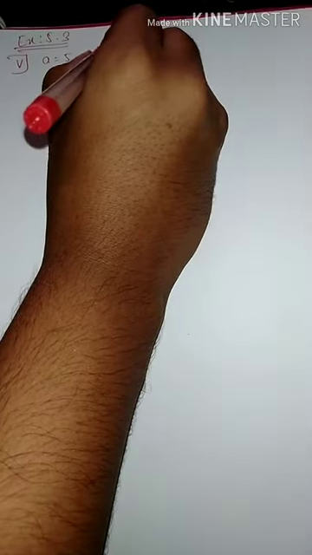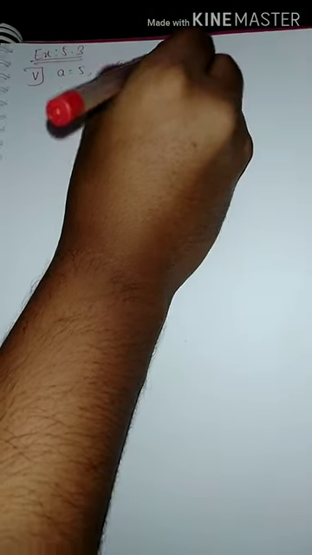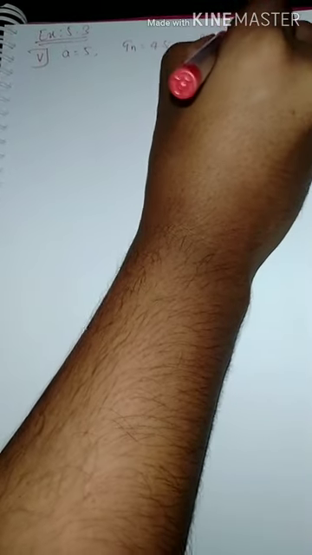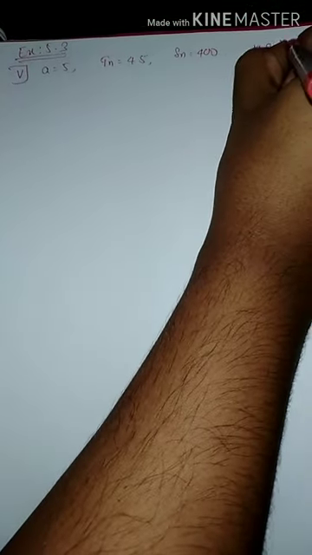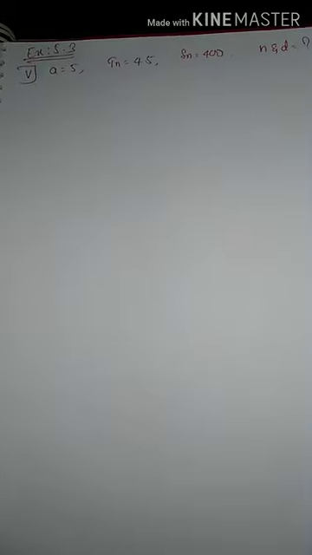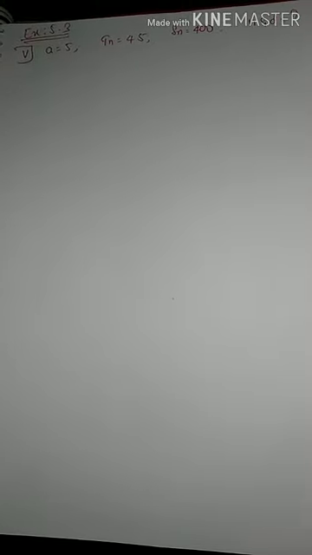Next, exercise number 5.3, fifth problem. The first term of an AP is 5 and the last term is 45 and the sum is 400. Find the number of terms and the common difference. Once again I will repeat the question. The first term of an AP is 5, the last term is 45 and the sum is 400. Find the number of terms and the common difference is the question.